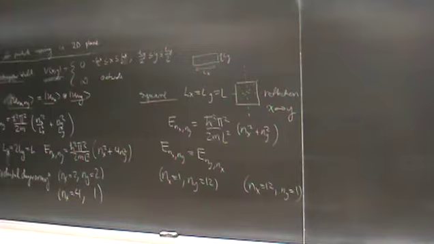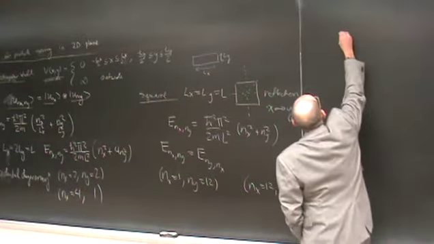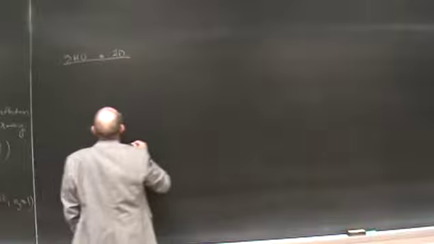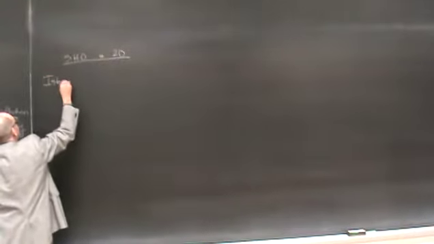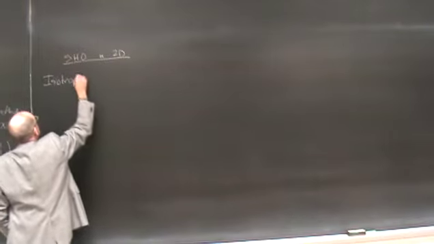Okay, good. So the other problem we were talking about was the simple harmonic oscillator in 2D. Okay, and in particular, let's consider the case that we have isotropic binding.